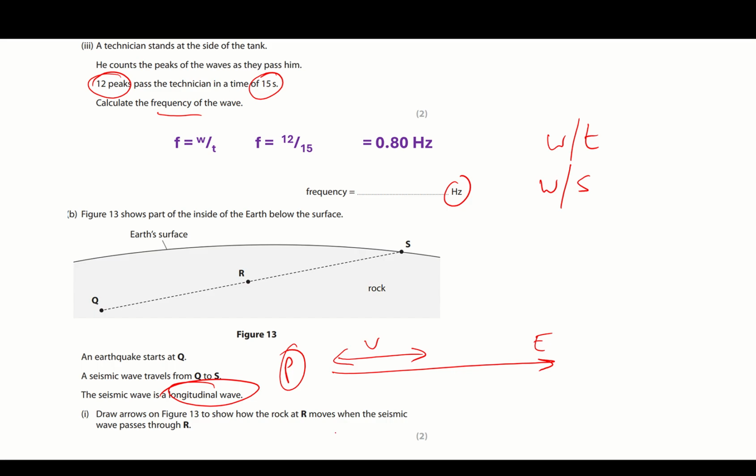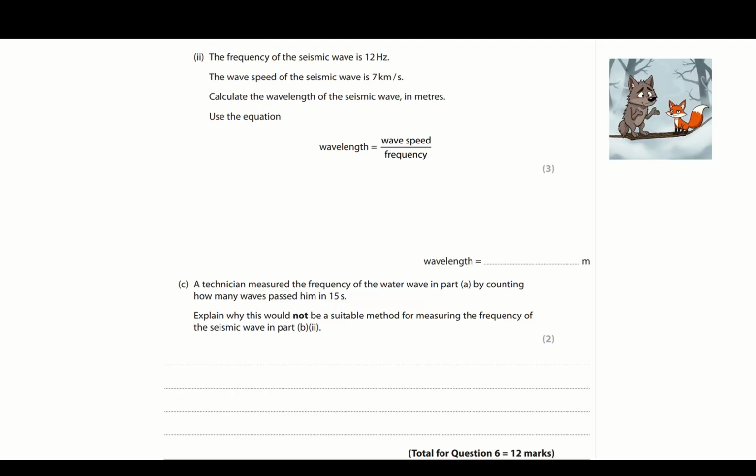Draw arrows to show it moves. So we just have to say it's going to go along that line. Perfect. And the vibration needs to be parallel to it. Done. I'm going to show it's moving forwards and backwards. It's a vibration. So show it's a vibration, mark. Show it's parallel to the direction of the energy, mark.